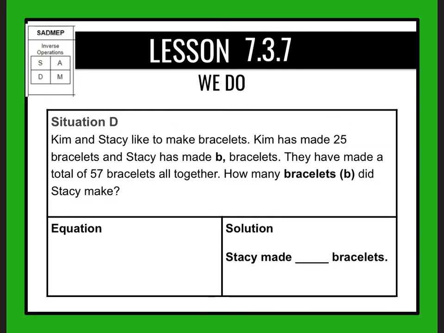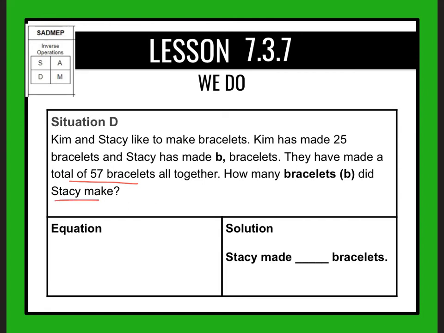Okay, it's your turn. Now take the opportunity to read it, set up an equation, and then answer the question. Kim and Stacy like to make bracelets. Kim has made 25 bracelets and Stacy has made B bracelets. They have made a total of 57 bracelets altogether. So how many bracelets did Stacy make?